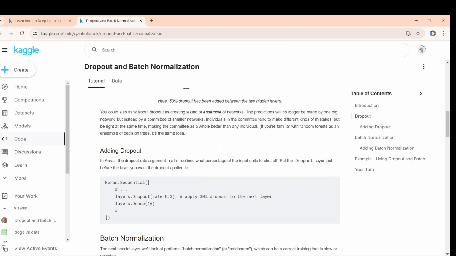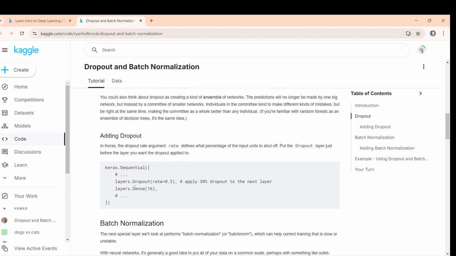Now, adding dropout. In Keras, the dropout argument rate defines what percentage of the input units to shut off. Put the dropout layer just before the layer you want the dropout applied to. So keras.Sequential, layers.Dropout, layers.Dense. That means when you are using layers.Dropout with rate equal to 0.3, it means that for the next layer apply 30% dropout. If you have 10 units in the next layer, then 3 units will be stopped every time. Random 3 units, not fixed.